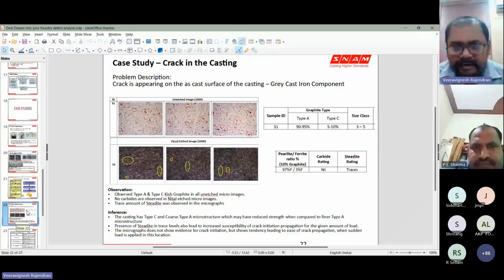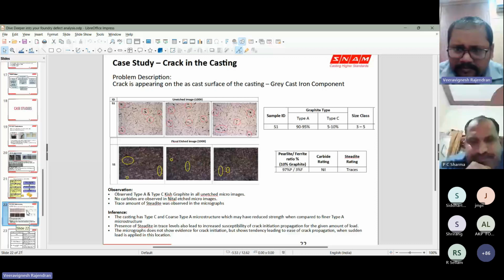Does it lead to a crack by itself? That is the next question. Grey cast iron might have some default phosphorus in the system, or because of the section thickness of the casting, type C might be allowed, because I do not know the customer's requirement. So I will not be able to conclude that because type C is identified and some steadite at trace level is identified, this will lead to a crack. So these are indications available.